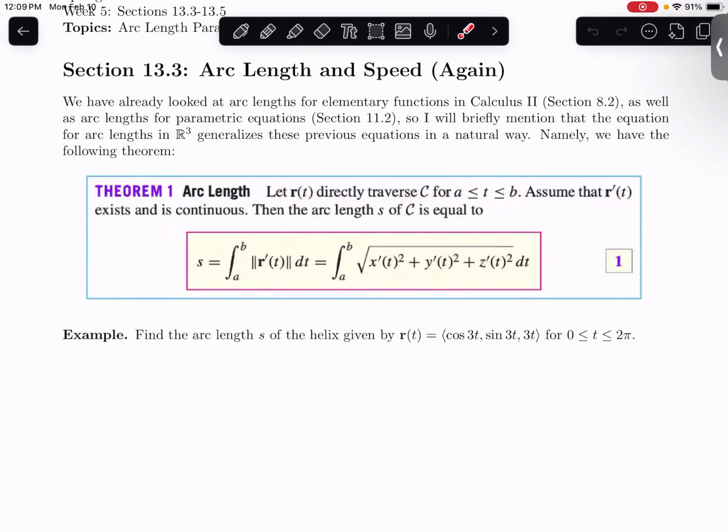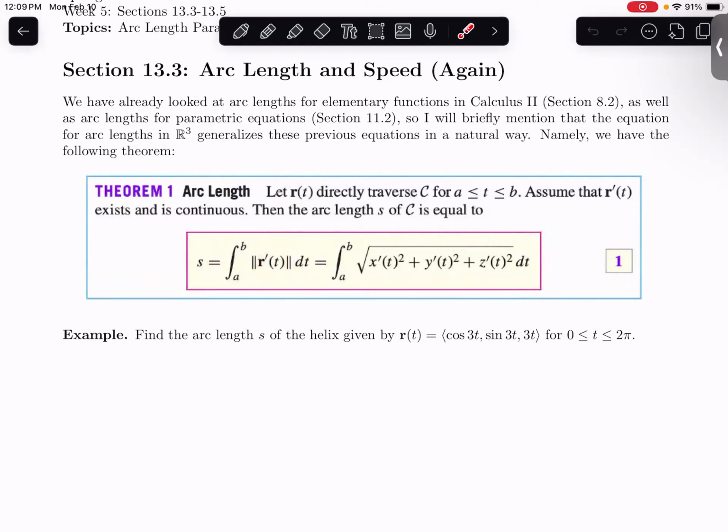So arc length is denoted by S, and it's the integral from A to B of the length of the velocity vector. So you take your parameterization, your vector valued function, you take its derivative, and then you compute the magnitude, and then you take the integral.